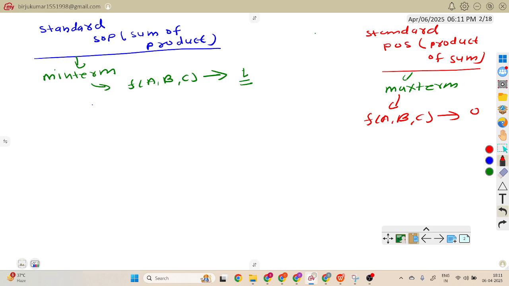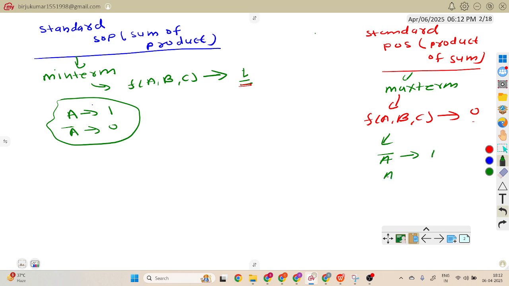So in the case of the standard SOP, we define the min term. Min terms are those terms at which the function's value is 1, and max terms are those terms at which the function's value is 0. This is the basic thing. And one thing I am telling: in the case of the min term, the normal variable is represented as 1, and the complement variable is represented as logic 0. This is the most important thing. Similarly, in the case of the POS, just the reverse: the complement variable is represented as 1, and the normal variable is represented as 0. I am just telling the difference, but here I need only the min term.